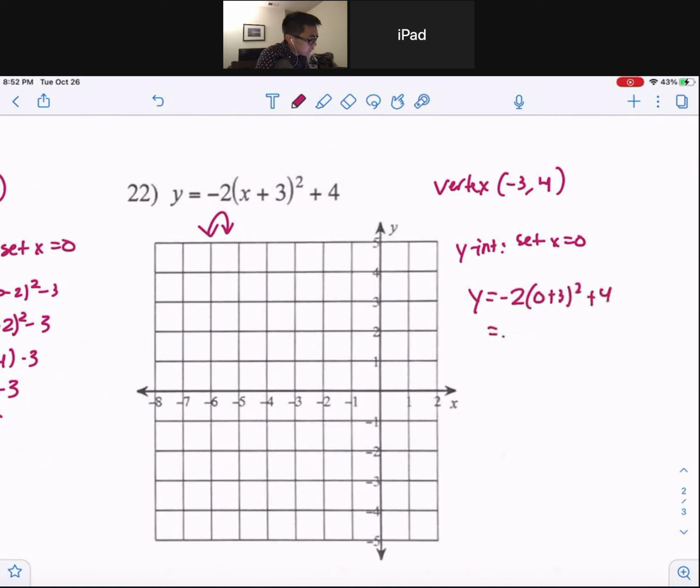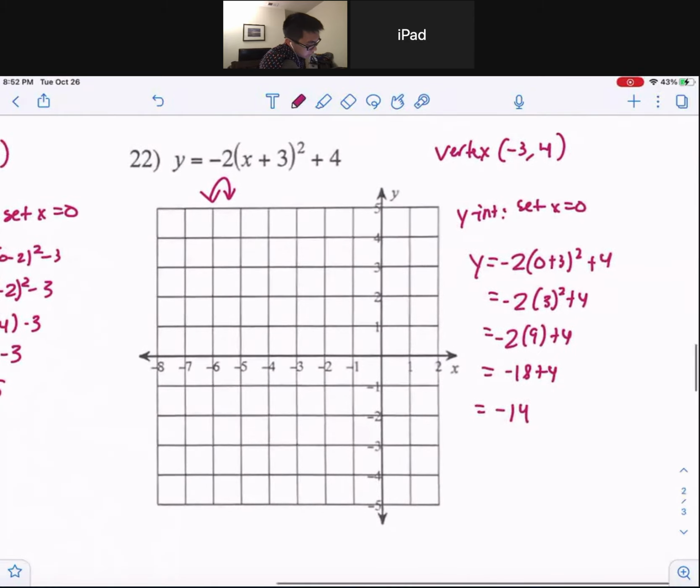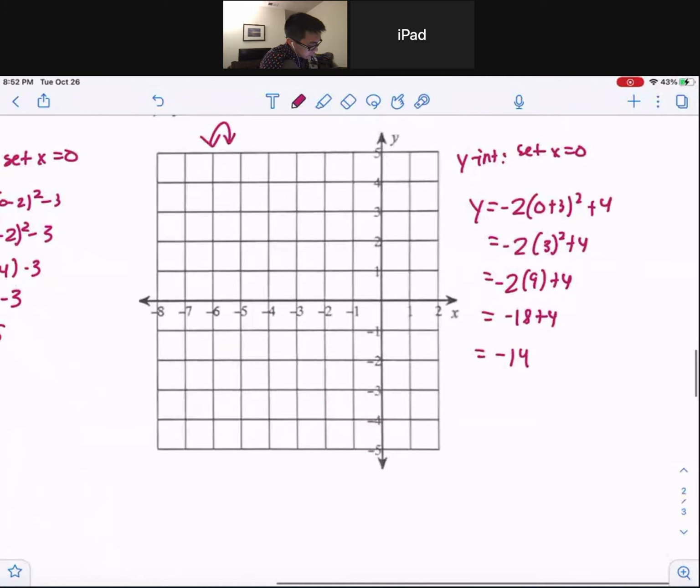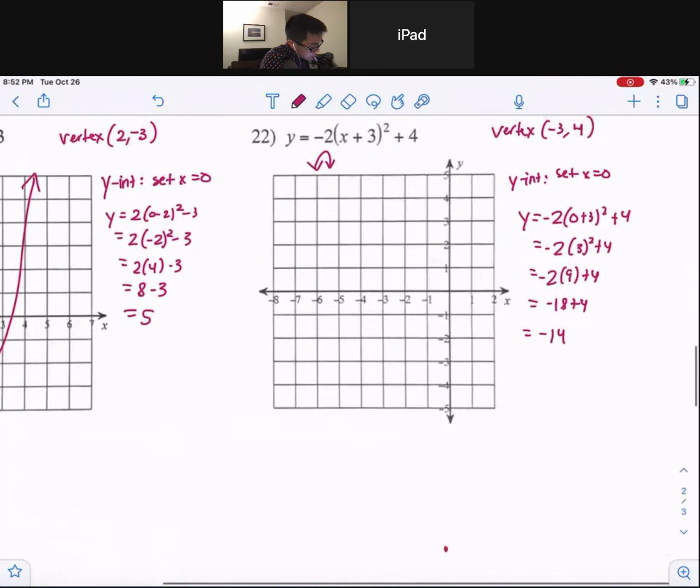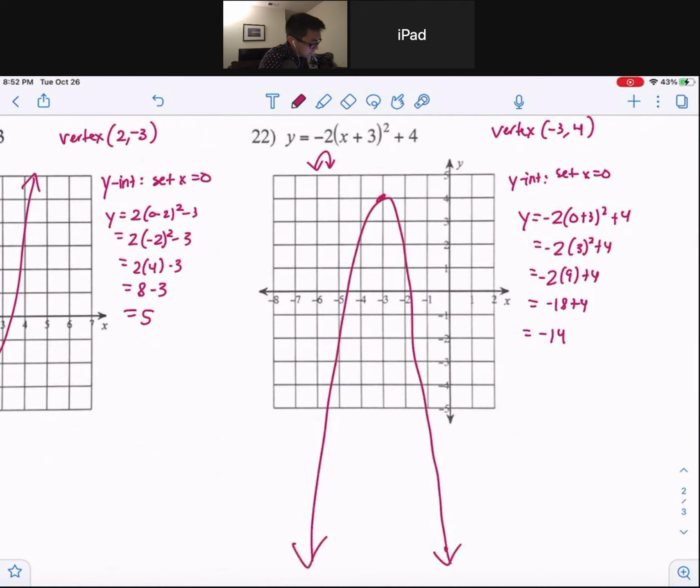And you guys solve. -2 times 3 squared plus 4. 3 squared is 9, plus 4. -2 times 9 is -18, plus 4, which is -14. Ooh, that is very much so off the grid. So 0, -14, you know, that's very much so down here. And then vertex, -3, 4. So definitely the graph is gonna look something like that.